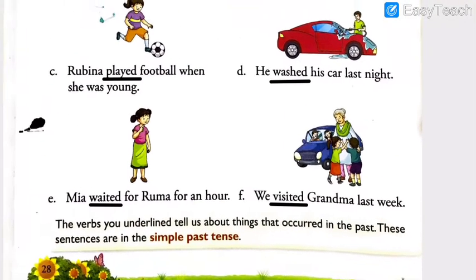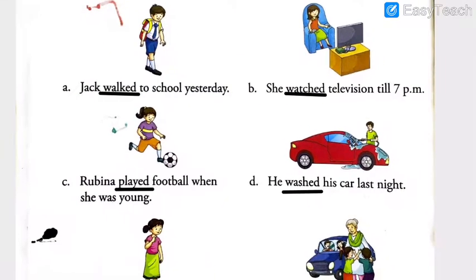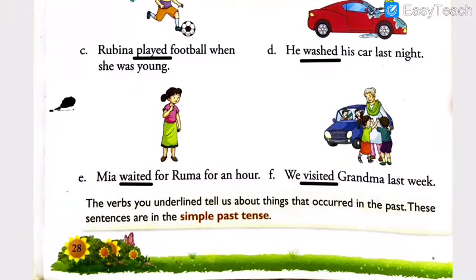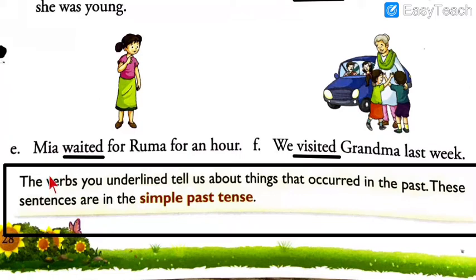So here, as you can see, I have underlined the verb which shows that this action happened. The action is not going on. The action will not happen in the future, but it has been already done in the past, which is gone. Right? The time which is gone is called the past. Now let us read the definition given in the box and understand it more precisely. The verbs you underlined tell us about things that occurred in the past. These sentences are in the simple past tense.